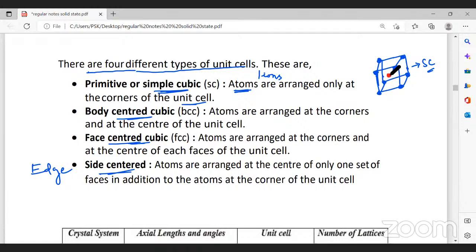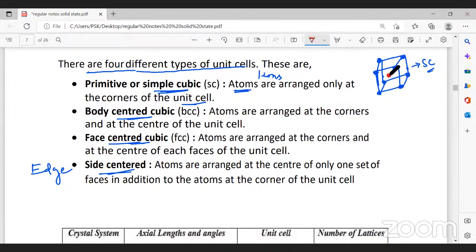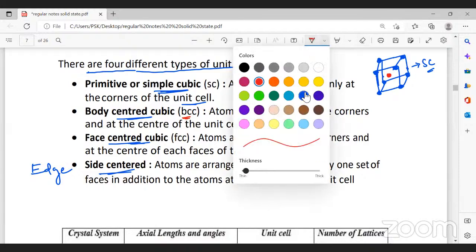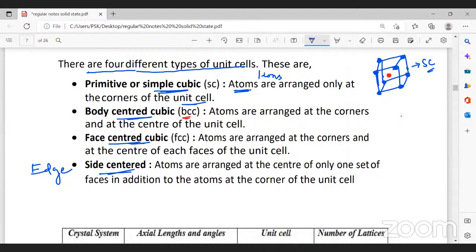And assume this red particle is nothing but an atom present at the center. So those kinds of cubic unit cells are called body-centered cubic, represented as BCC. Atoms are arranged at the corners and at the center of the unit cell. When the atoms are arranged at the corner and the center of the unit cell, they are called a body-centered cubic lattice or cubic system.